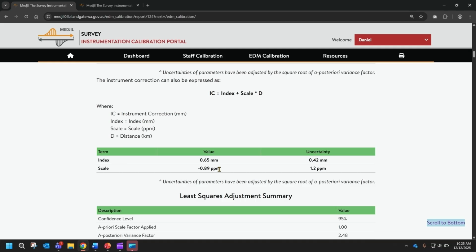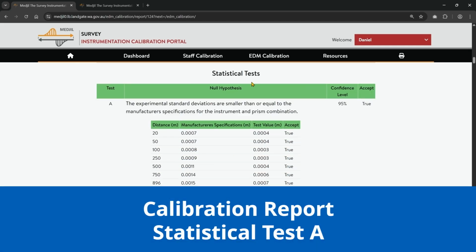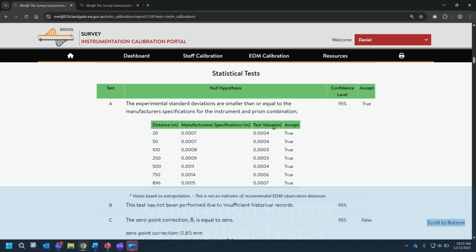So to make it easy, I'm going to scroll down to Statistical Test A. Medjil actually already does a comparison to the manufacturer's specs, which we can look at here. Test A is comparing the instrument corrections calculated as part of the EDM Instrument Calibration, labeled here as test values, against the manufacturer's specification of the total station EDM and prism set, labeled as manufacturer's specification.